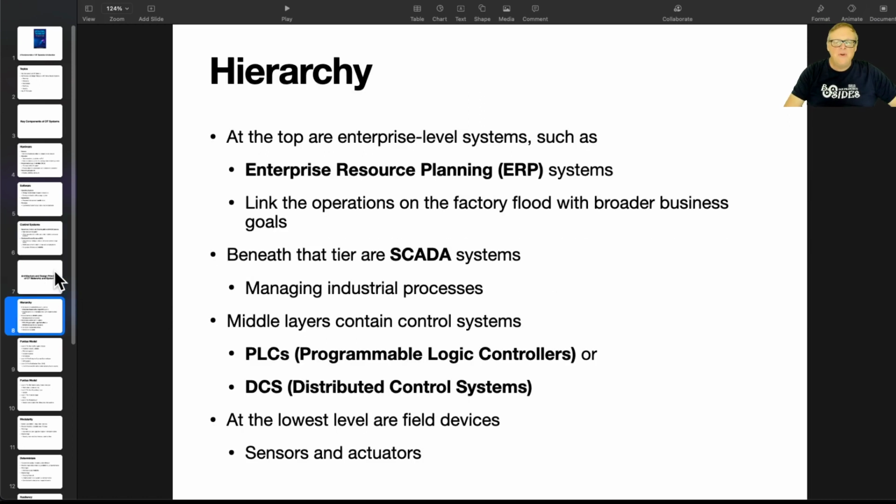So the design principles. At the top are enterprise level systems, like enterprise resource planning, that will connect this to broader business goals, seeing everything at a higher, more abstract level. Then you have SCADA systems to manage the industrial processes, and then you have either PLCs or DCSs that have direct control of the field devices. And this is what we're mainly going to focus on in the projects I've written so far, although I'm still adding more projects, is the PLC layer.